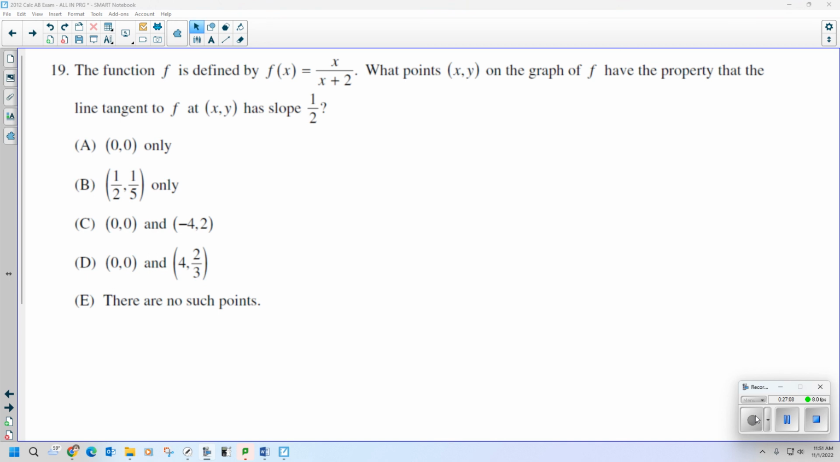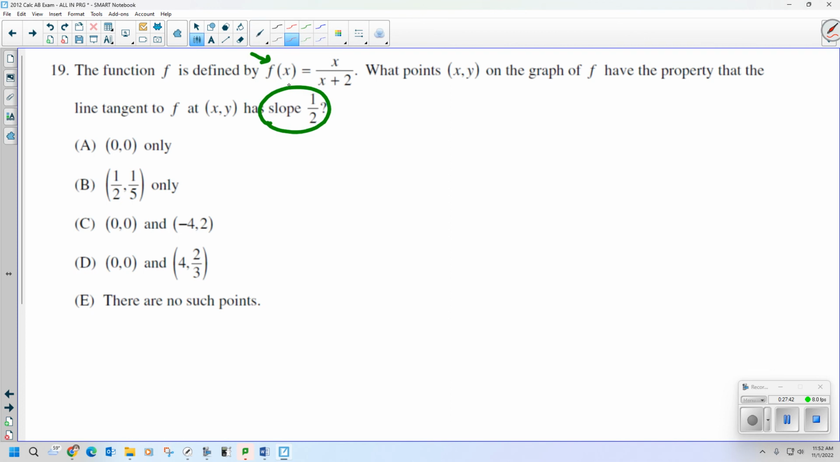19 reads, the function f is defined by f of x equals x over x plus 2. At what point, or points, x, y, on the graph of f have the property that the line tangent to f has a slope of 1/2? Okay. First of all, slope is derivative, so I got to find the derivative here.